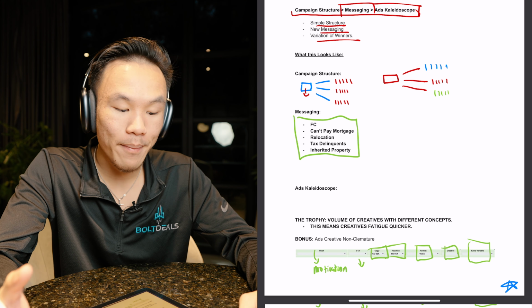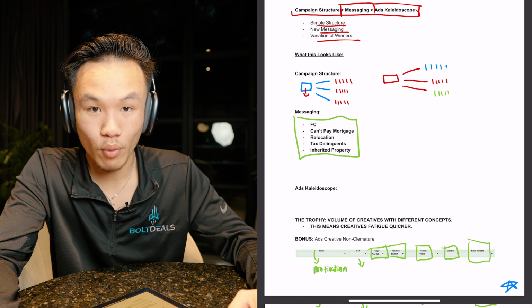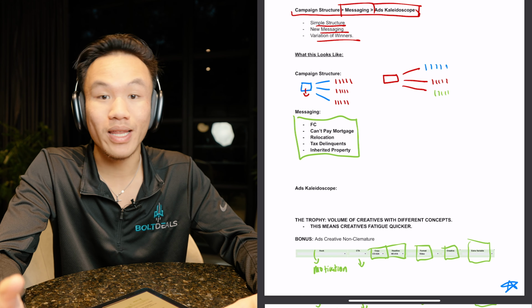So hopefully that makes sense as to why your Facebook campaigns, or the agency you're working with that's probably running Facebook ads, is not performing the way they used to.